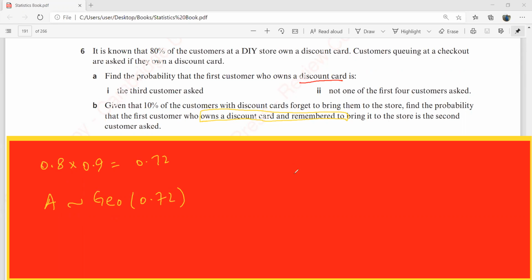So then it says, where we were, it is going to be the second customer asked. So this is going to be probability A equal to 2. So that is Q times P. This is your P here, and your Q is going to be 0.28. This is 0.28 times 0.72. That is how you get the correct answer.